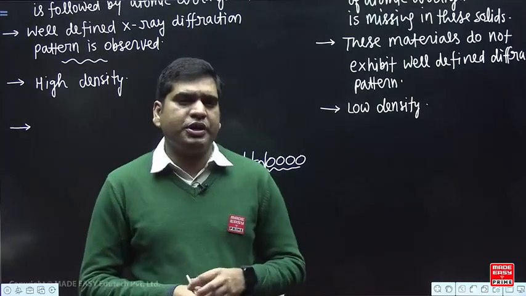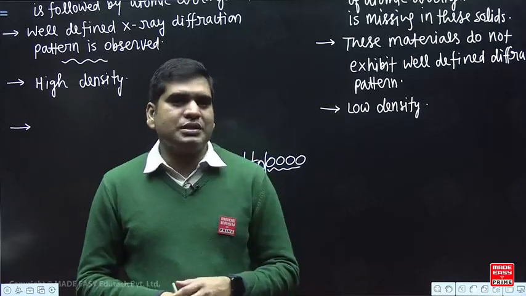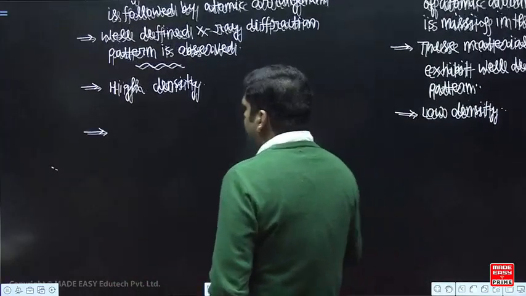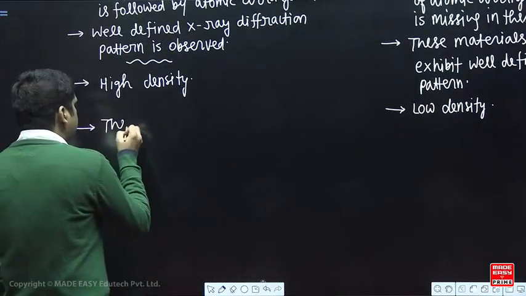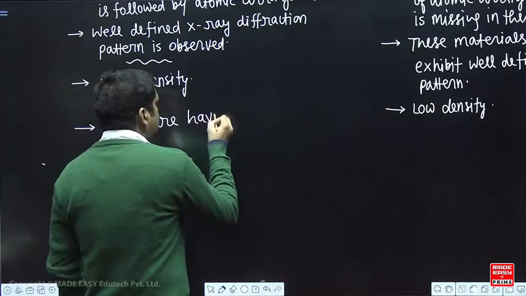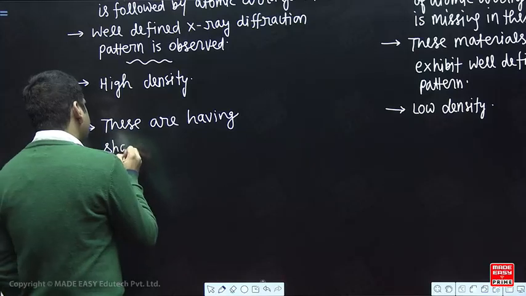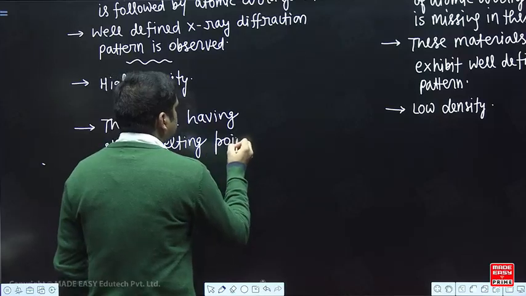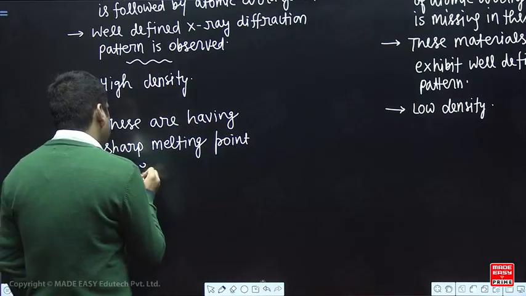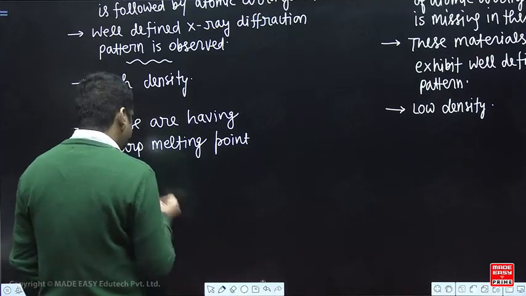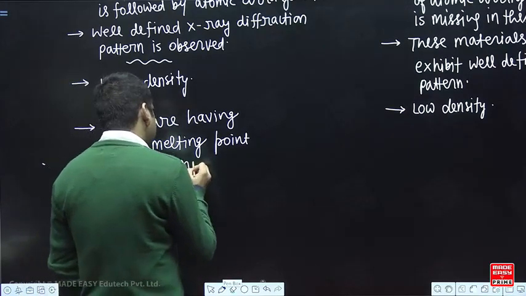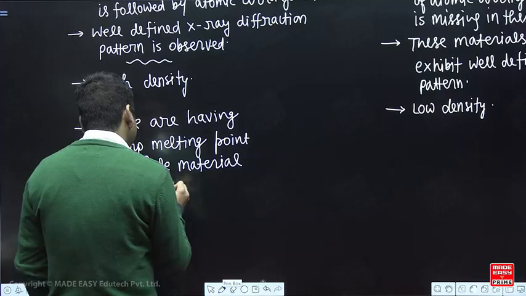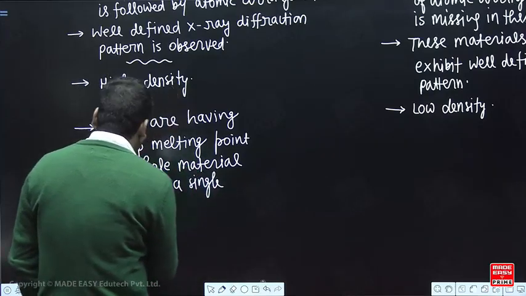And if it is a perfect periodic arrangement, then the material would melt at a constant, particular temperature. So, you can write this point also. These materials are having a sharp melting point. That is, the whole material melts at a single temperature.